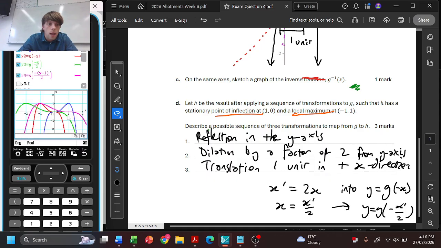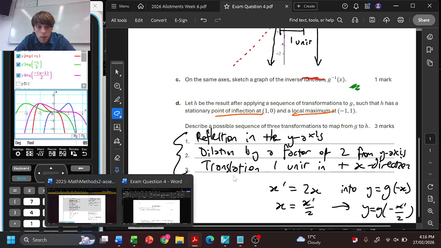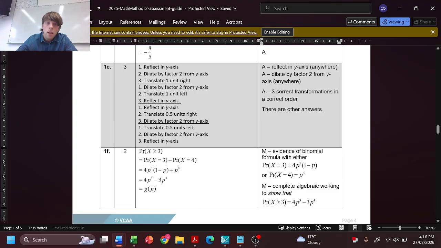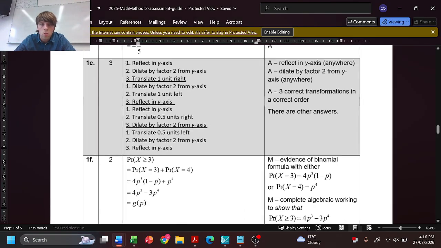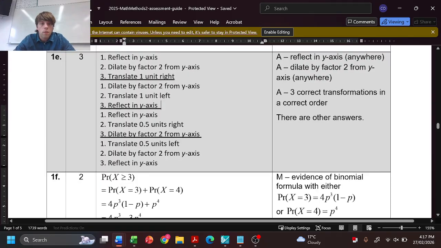And we can see that that is indeed a graph that looks like what we want. It has a local maximum at (-1, 1), and a stationary point of inflection at (1, 0). It ticks all of the boxes, and we have transformed it. So this sequence of transformations does work. Now, it's not the only combination that works. If you have a look at the examiner's report, there are quite a few possible solutions you could have had. These are a few of the possible combinations you may have used.